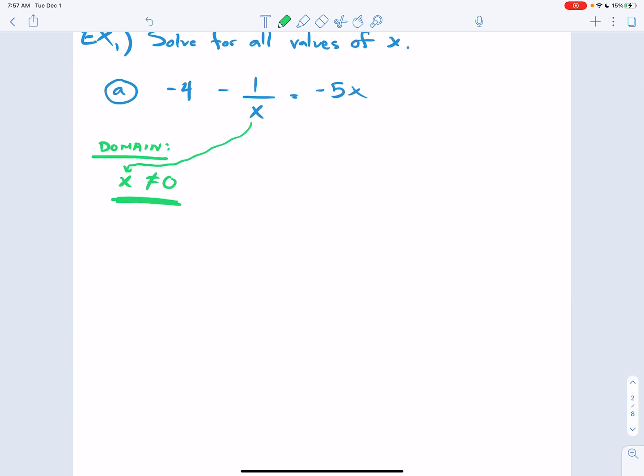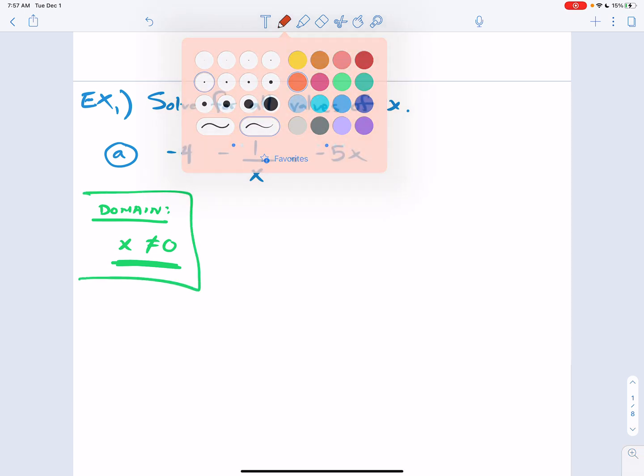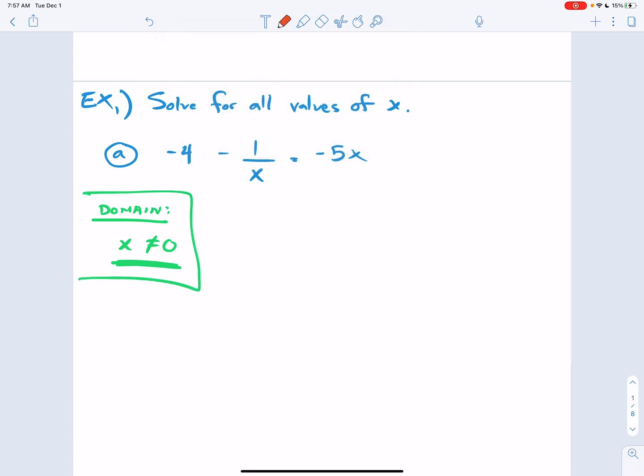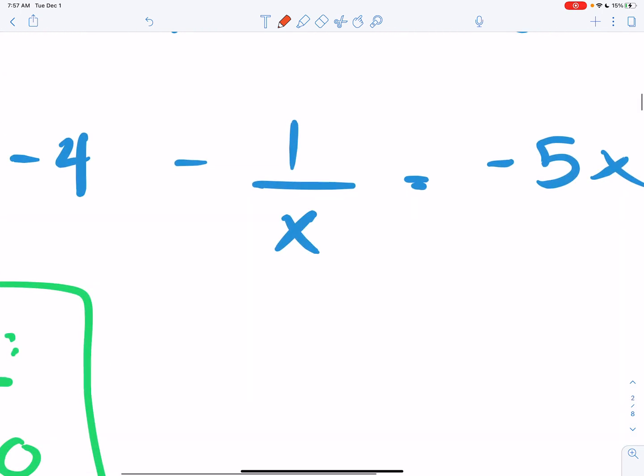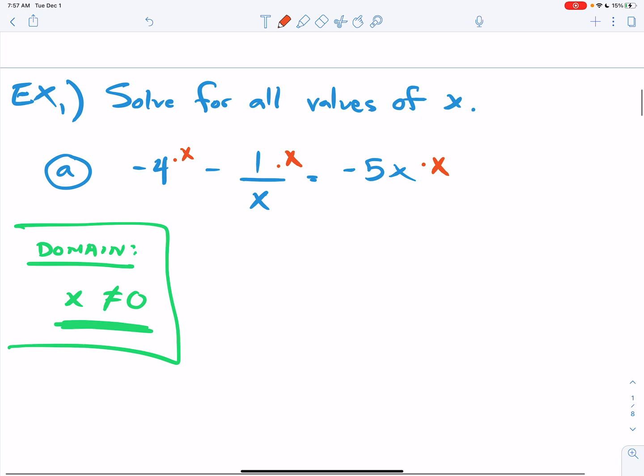So now we get to the solving. All right, so here we go. I'll just box this to the side here. Okay, so if we don't like fractions, we get rid of it. So if there's an x in the denominator here, we want to multiply by an x in the numerator there. But if we multiply it there, we're going to have to multiply it everywhere else. So including that -4 and including that -5x, okay?